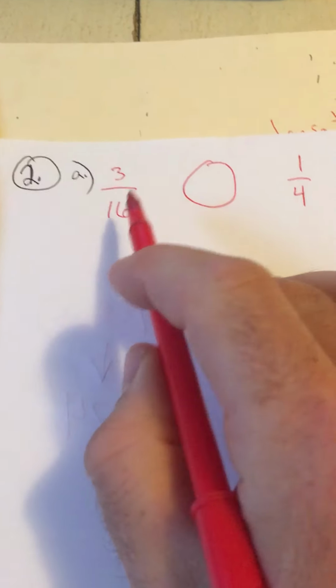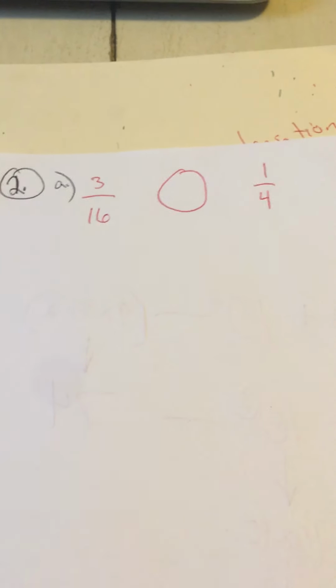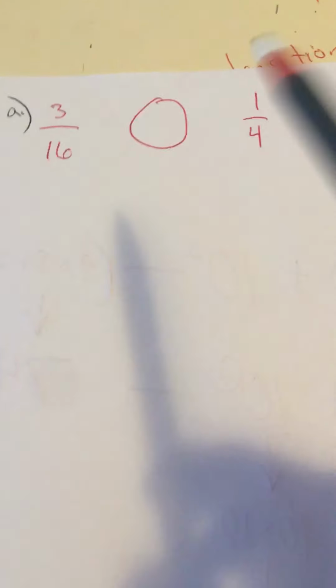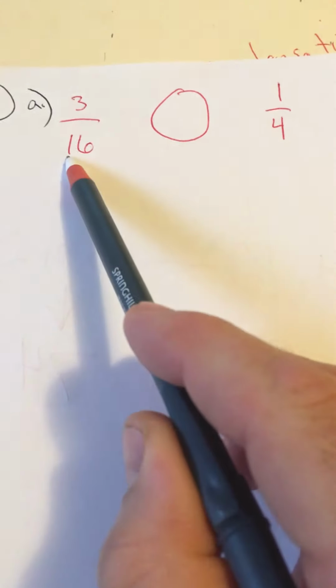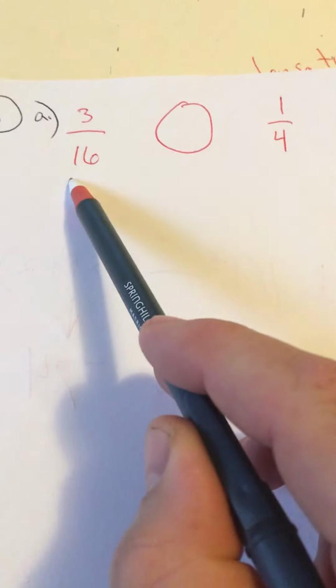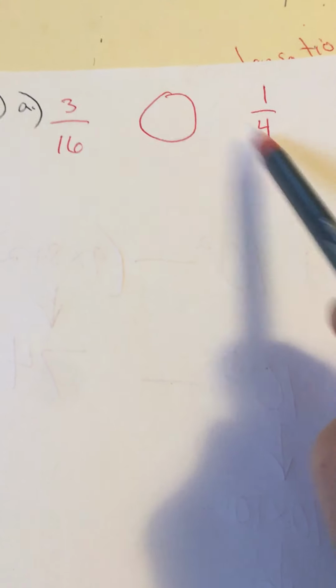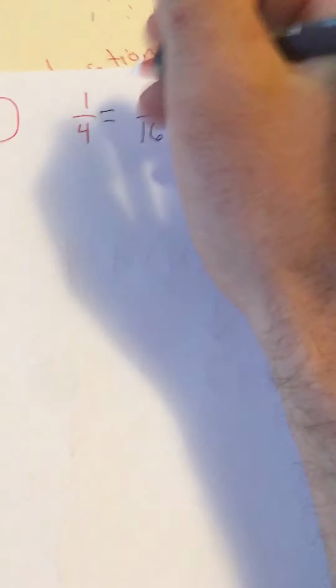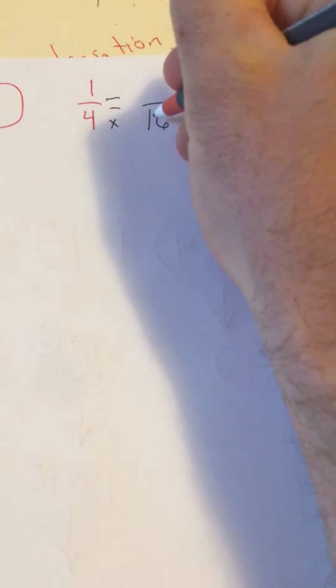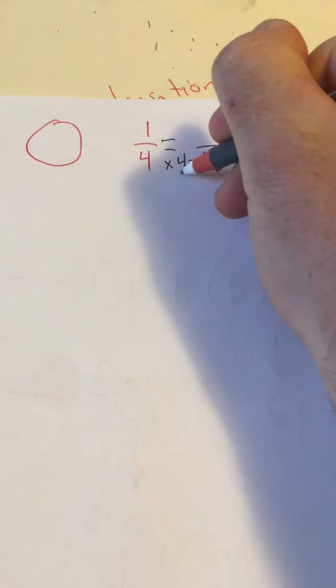I got A, 3/16 or 1/4. Okay, so there's 2 good strategies you could use for this. So 16 and 4, I know that those numbers work together very well because 4 can multiply to get to 16. So we can leave this one as 16 and we can turn this one into 16ths. So if we did 1/4, we're going to make an equivalent fraction for 16ths. So we're going to multiply. To get to 16, we had to do 4 times 4.